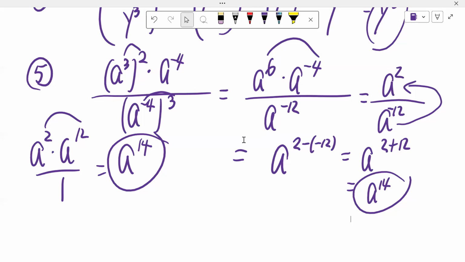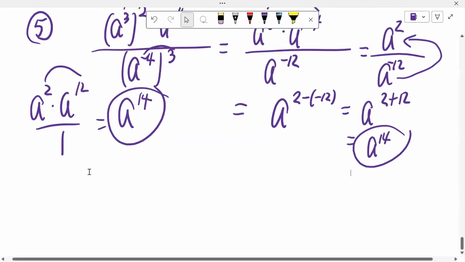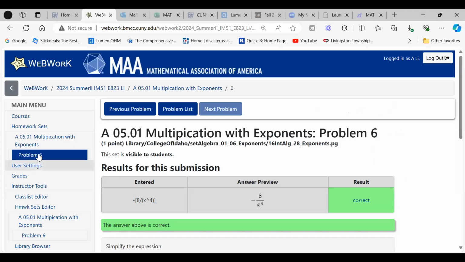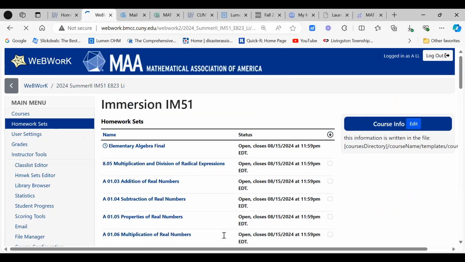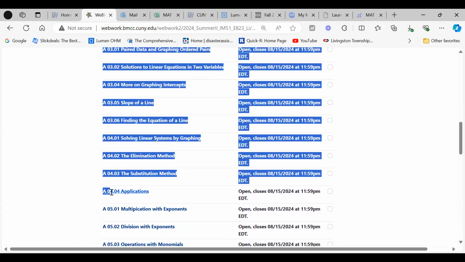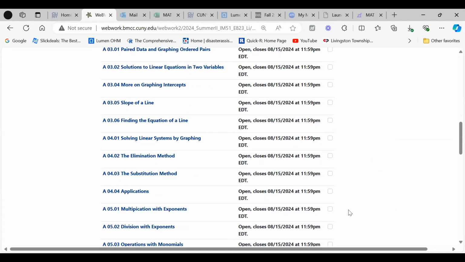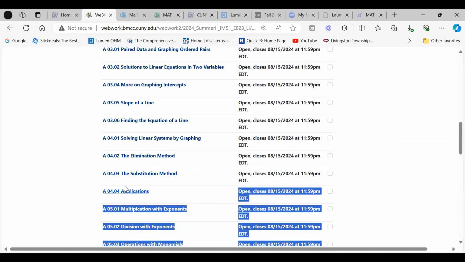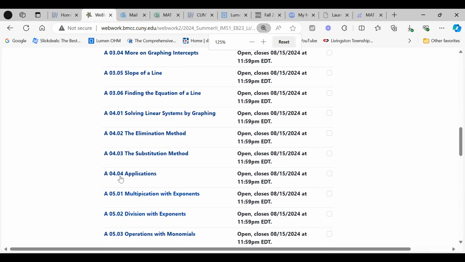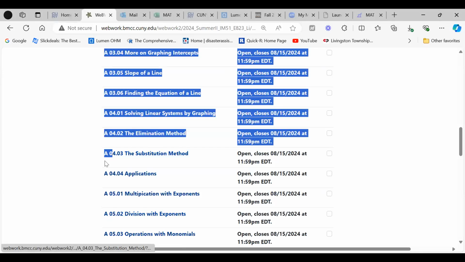So actually, we finished section 5.2. Tomorrow we're gonna work on the exercise. So you guys could start working on the homework assignments. So we just finished these 4 sections: substitution method, which is 4.3, and then application, multiplication with exponents, and division with exponents for tomorrow. Those 4 sections.